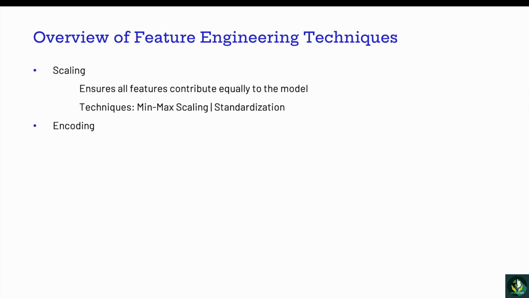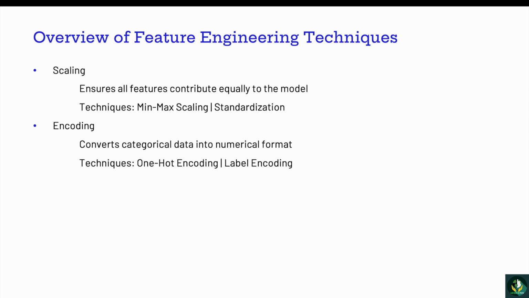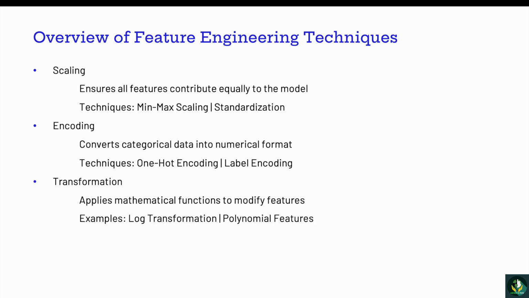Next, we have encoding, which converts categorical data into numerical format. The techniques used, as we mentioned earlier, are one-hot encoding, which creates binary columns for each category, and label encoding, which assigns numerical labels to the categories. Let's talk about transformation. Now, this applies mathematical functions to modify features. Examples can be log transformations, which reduce skewness in data, and polynomial features, which add higher order terms for non-linear relationships.